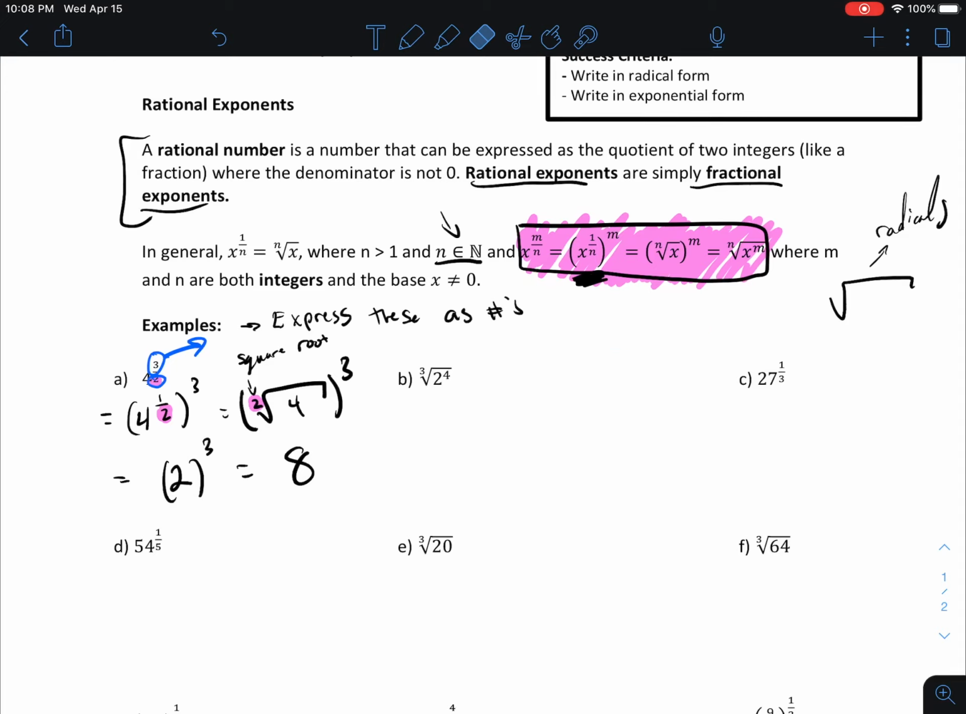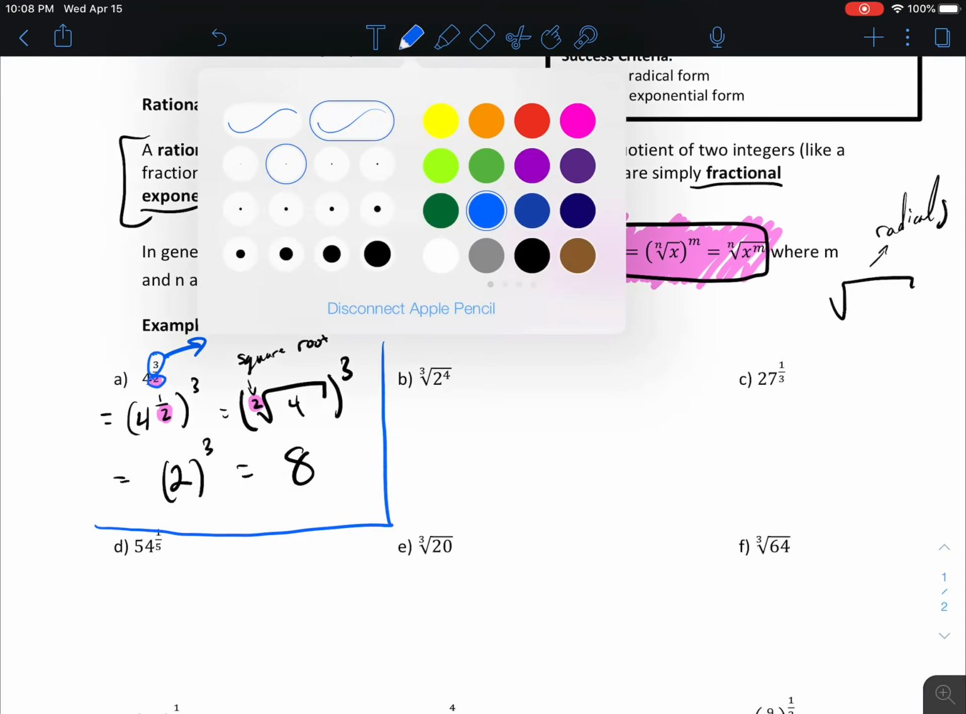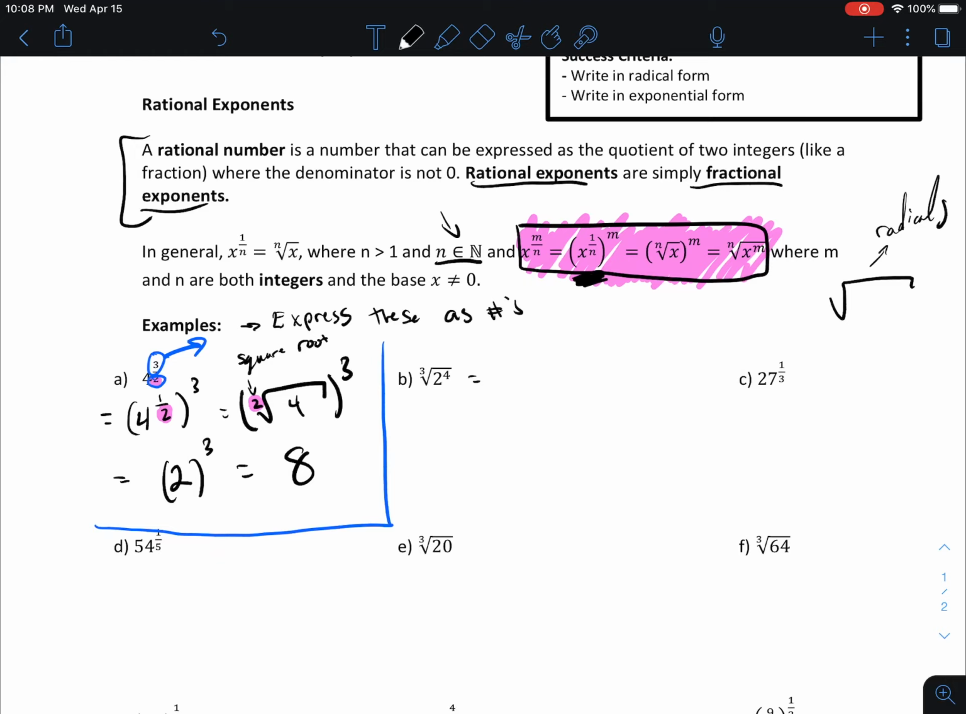So let's just take a look at the next one. And I'll try to separate these up in blue or something. Okay, so let's take a look at this one. What you're going to do is evaluate what's under the square root first, right? It's telling me that it is 2 to the power of 4. Okay, so 2 to the power of 4 is actually 16.